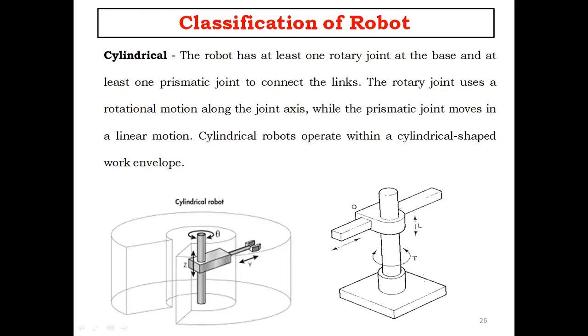The third coordinate is the cylindrical coordinate. The robot should have at least one rotary joint at the base, and at least one prismatic joint to connect the links. The rotary joint uses a rotational motion along the joint axis, whereas the prismatic joint moves in a linear motion. These are robots which operate with a cylindrical-shaped work envelope.